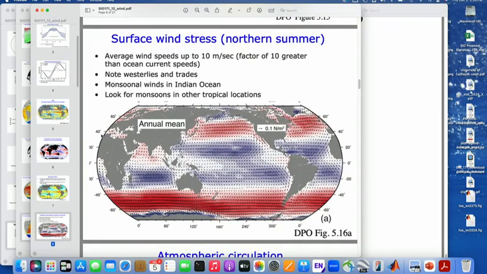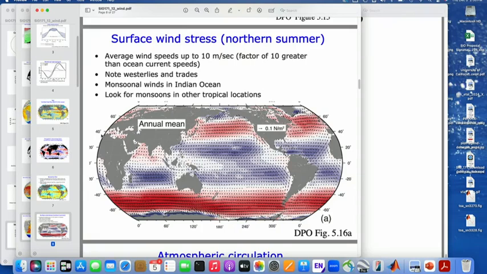So let's stop on this one. I think I've shown this. Do you notice there's certain maps I've shown about 10 times? I show them 10 times because I think they're worth reminding you, and I think repetition is a way to learn. So there we go. These are wind stresses.